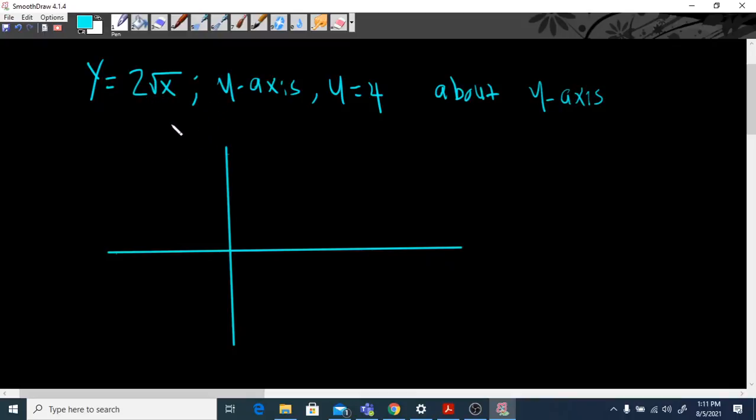Okay, so 2 square root x basically is going to look like this. The y-axis, of course, is this guy. Y equals 4. 1, 2, 3, 4. Gotta make sure it intersects. Just like that.